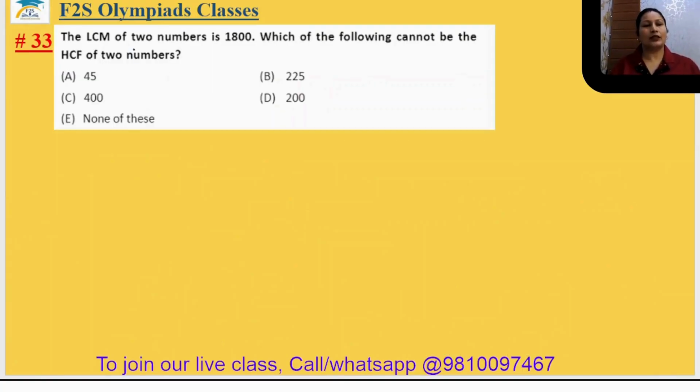33rd. The LCM of two numbers is 1800. Which of the following cannot be the HCF of these two numbers? So there is a relation between HCF and LCM. LCM should be completely divisible by HCF. So which number cannot divide 1800 here? So we can see 400 cannot divide 1800. So the 33rd answer will be option C.